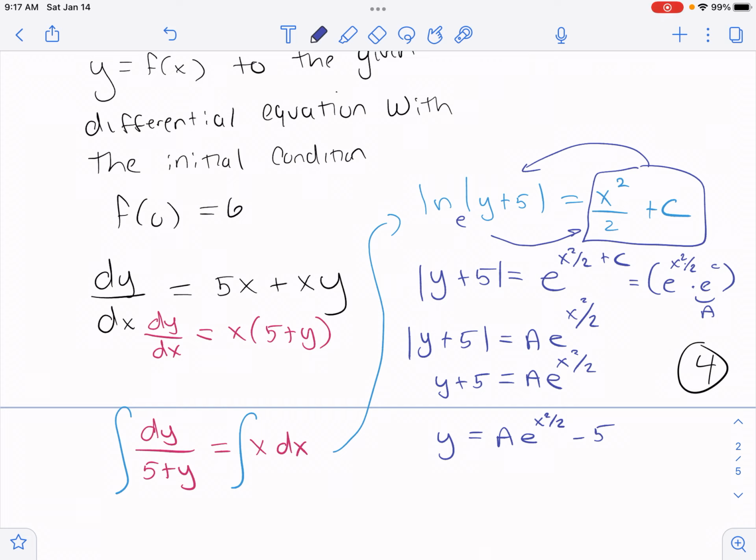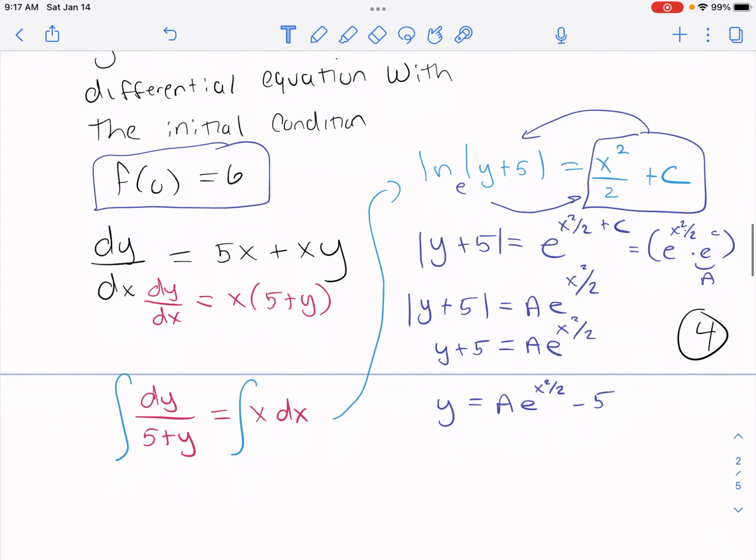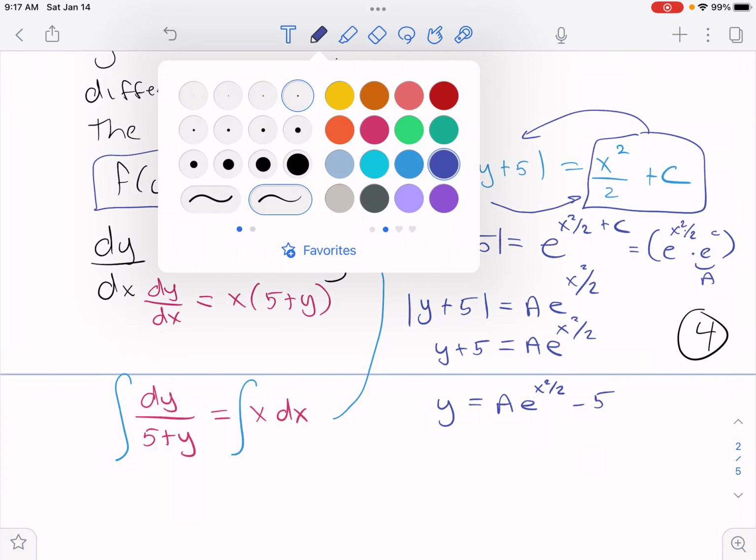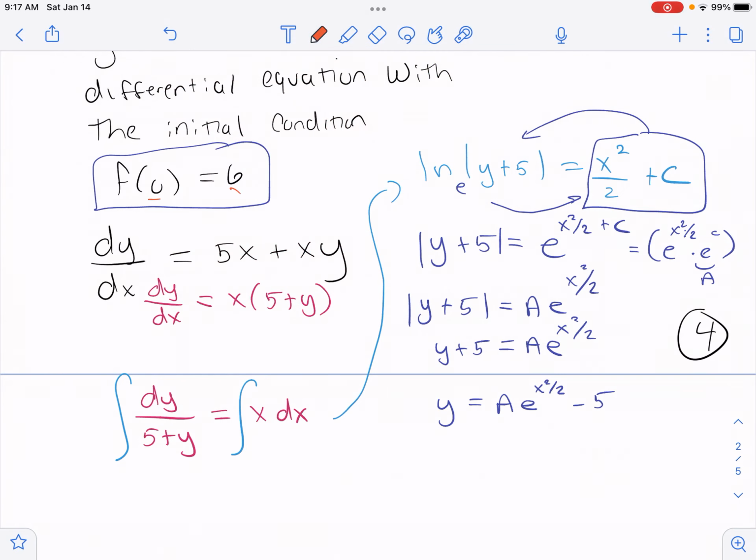So I waited to the end to plug in my initial condition, mainly because I have experience with this, and I just learned that it's going to be simplest to do it here. You could have plugged in at any time, you could have plugged in the 0.06, like here, for example, and you'll end up in the same spot. But I think it's easier to wait to the end in this particular case.